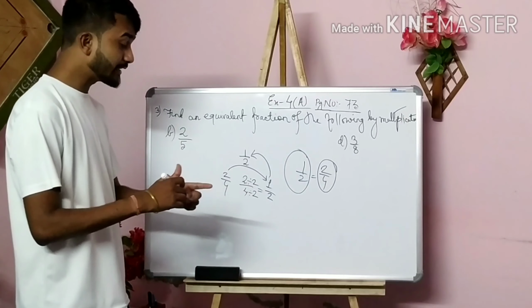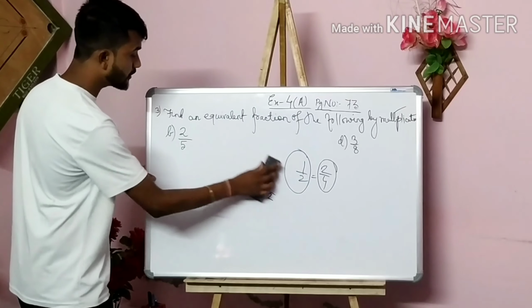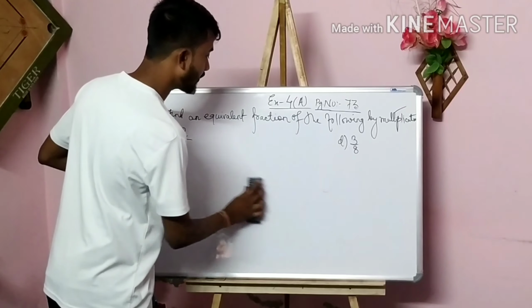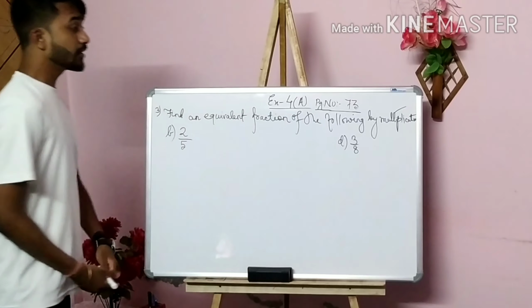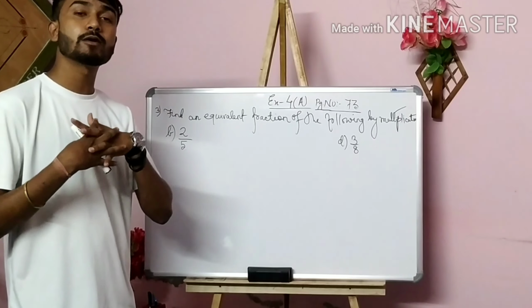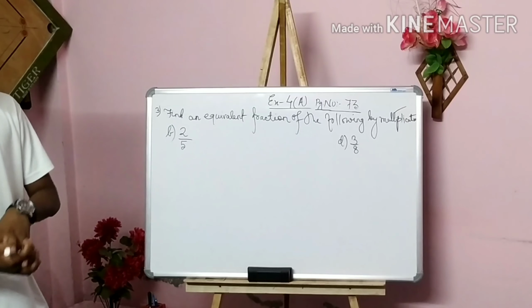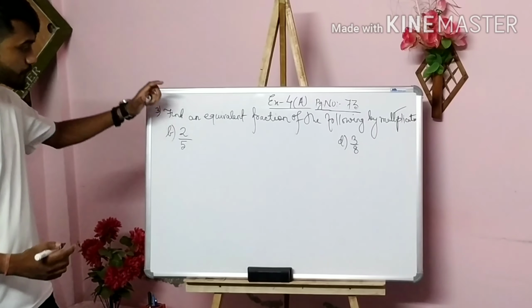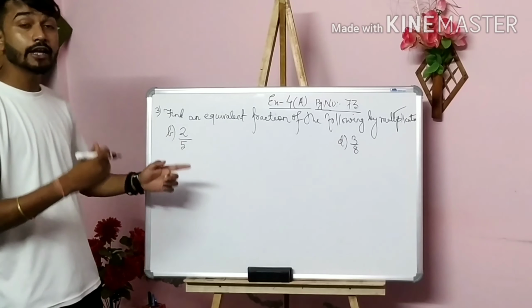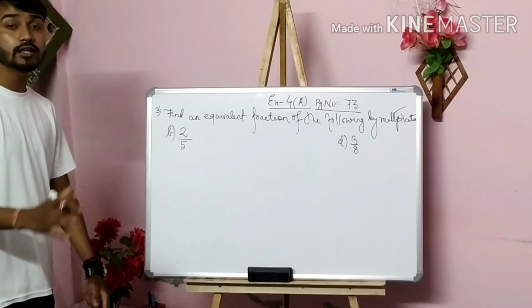So that thing only we have to do here: we have to find the equivalent fractions of 2 by 5 by multiplication. There are two ways to find it. The first way is multiplication, and the other way is division. Now I am going to show you how to find an equivalent fraction by multiplication. It's very simple.